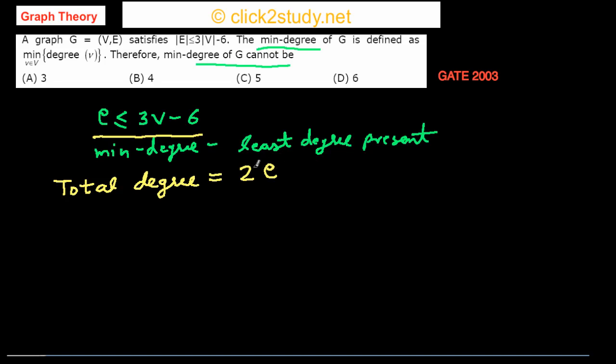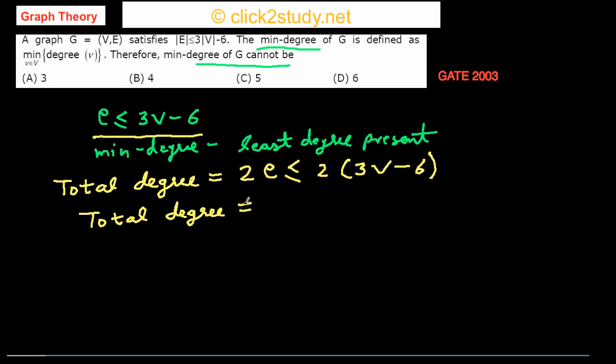Then you have 2E. E is less than 3V minus 6, so 2E is less than 2 times 3V minus 6. So what do you get from here? Your total degree, the sum of the degrees of all the vertices, is less than this, will be less than or equal to 6V minus 12. This is what we know so far.